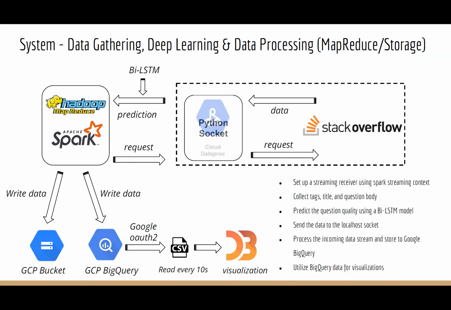In order to collect data from BigQuery locally, we used Google OAuth 2 to pull data from BigQuery every 10 seconds, and then store it in a CSV file, overwriting the existing CSV file with the new one. The CSV file is then read by d3.js for data visualization, and the visualization is displayed on an HTML website. Next slide.